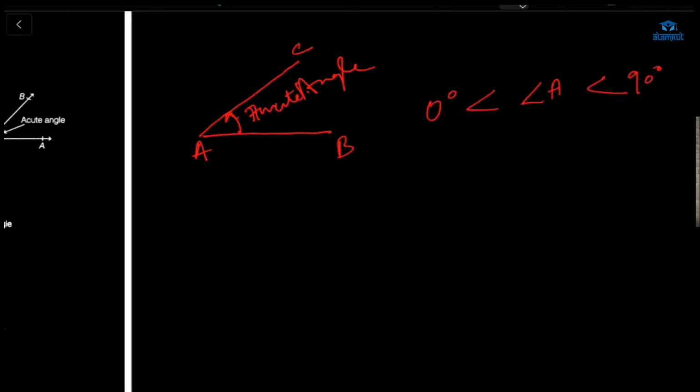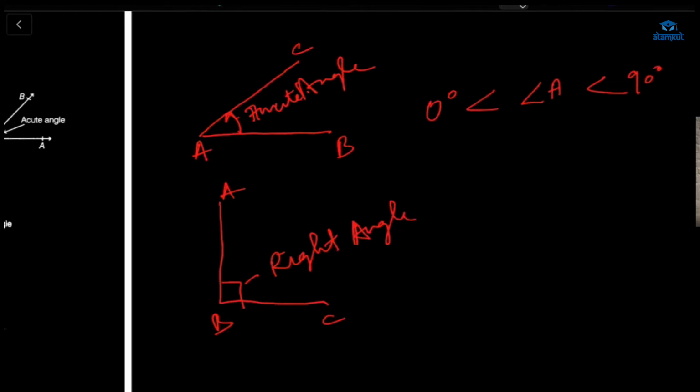Because exact 90 degree is a right angle. If you have ABC like this, then this is a right angle. A right angle does not have a range. It is exact 90 degree. If it is 89, then it is an acute angle. If it is 91, then it is an obtuse angle.